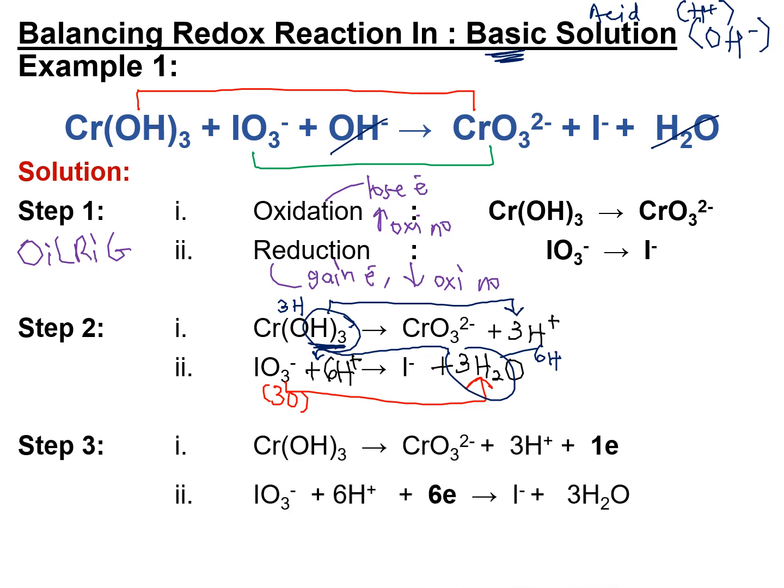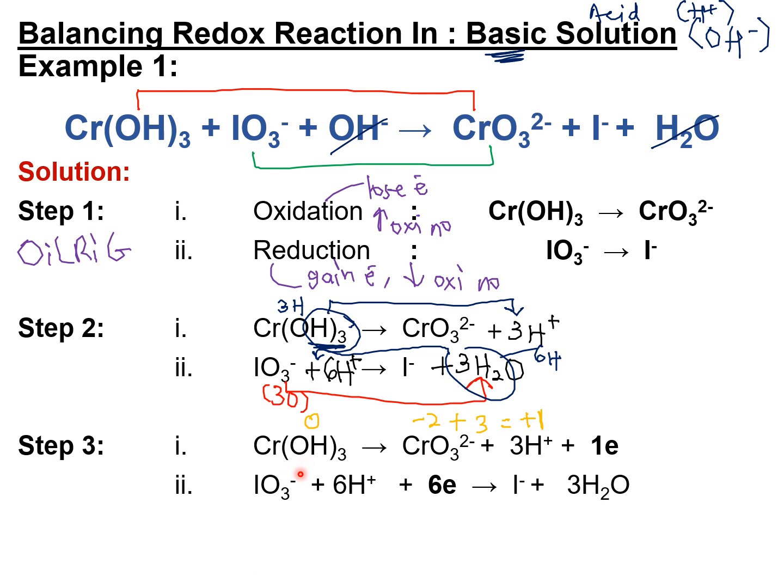Okay. Step yang seterusnya ialah you kena balancekan total charge di bahagian reaktan dan juga produk. So, untuk equation pertama, total charge di bahagian reaktan kosong. Di bahagian produk ada negatif 2, campurkan dengan 3. So, tolak 2 campur 3 will be equals to positif 1. Tapi sebab total charge bahagian reaktan kosong, so that's why you tambah saja 1 elektron di bahagian produk. Sebab 1 tolakkan dengan 1 equals to 0. So, dah balance bahagian reaktan dengan produk.